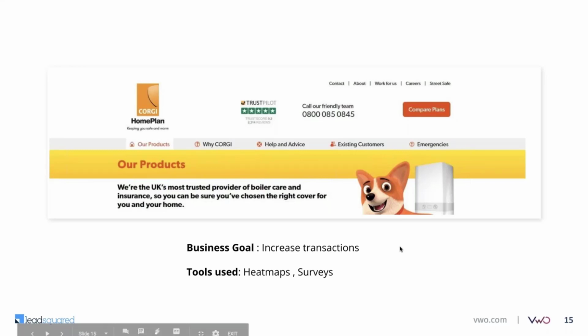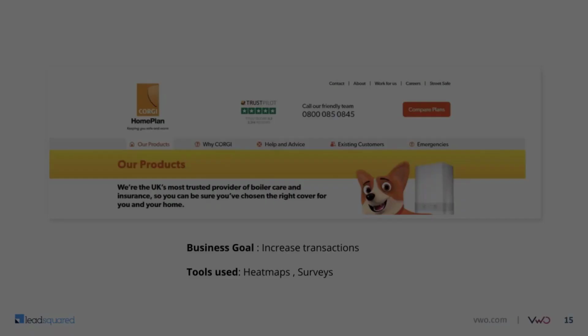Essentially what they did was, they looked at a lot of data. They looked at heat map data. They ran surveys to try to understand what are the pain points of their customers. So after doing a lot of research, they came up with the following insights. They figured out that people were thinking that their site is not transparent enough, and their value proposition is not coming out properly.